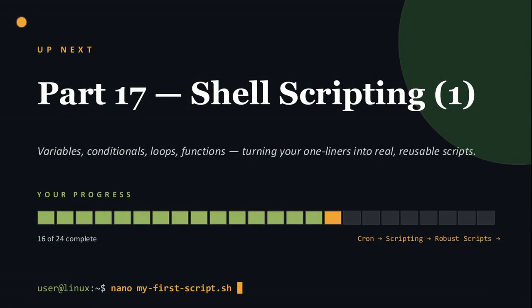And that wraps part 16. Next time, in part 17, we shift gears from scheduling commands to writing them. Shell scripting proper. Variables, conditionals, loops, functions. The building blocks that turn those clever one-liners you've been collecting into real, reusable tools. 16 down, 8 to go. Open up a file called myfirstscript.sh and I'll see you there.